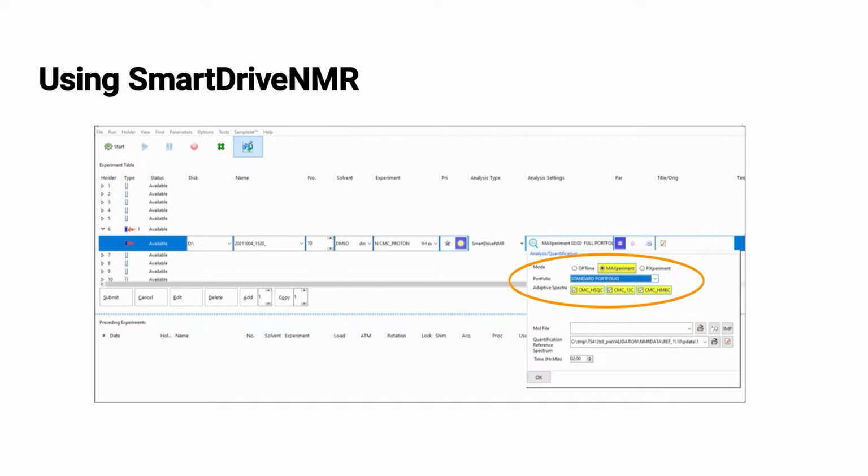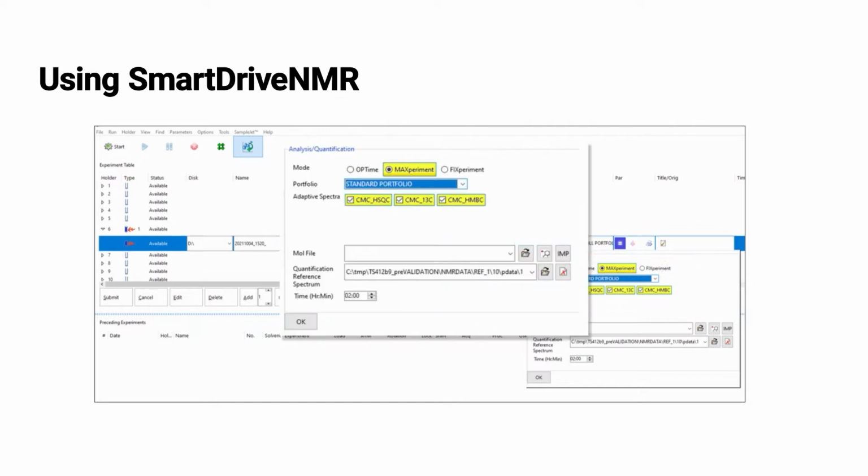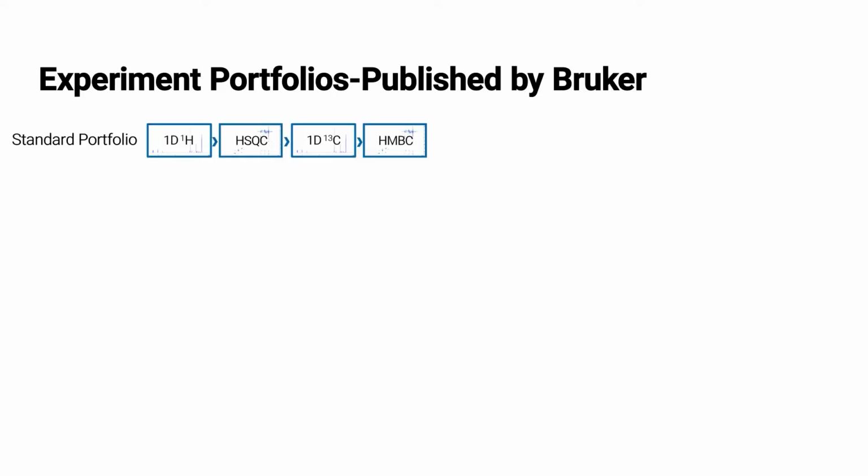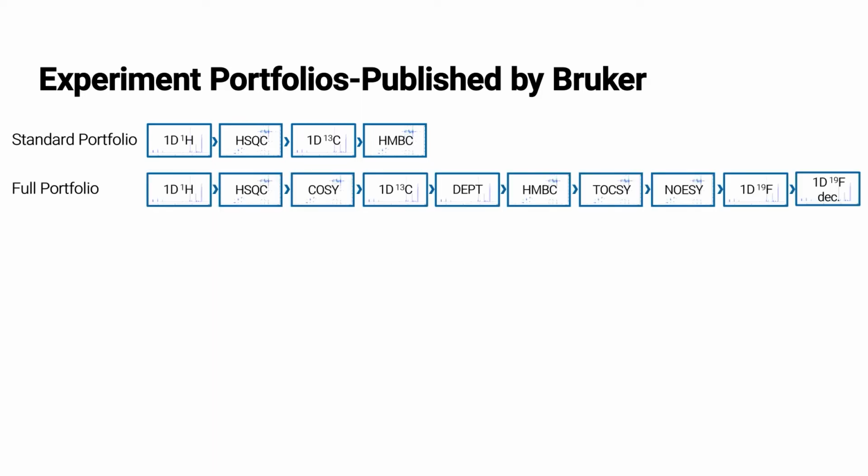So here's a zoom up of this. Let's have a closer look at the portfolio and adaptive spectra. Here you can see the standard portfolio. It's a proton, HSQC, a carbon, and an HMBC. This is the order it is performed, and there is another portfolio which is offered by Bruker. So it's a lot bigger, and all these experiments are fit to be run within SmartDrive as they are.